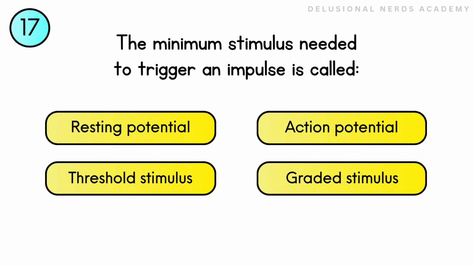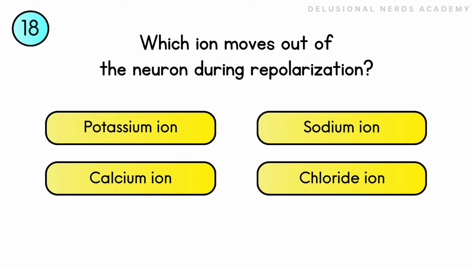The minimum stimulus needed to trigger an impulse is called... Threshold stimulus is the answer. Which ion moves out of the neuron during repolarization? Potassium ions exit the neuron during repolarization.